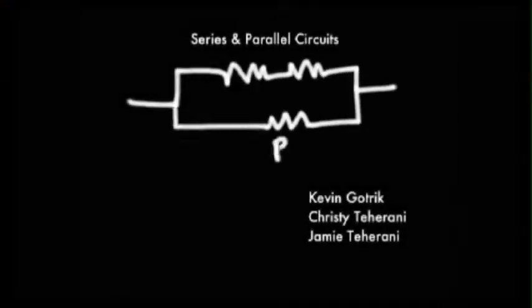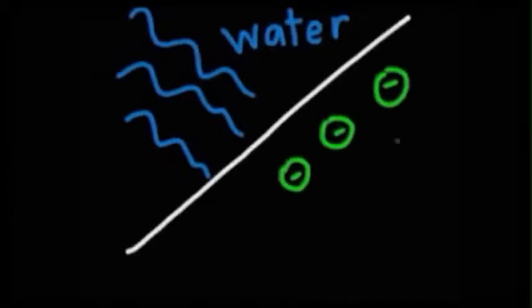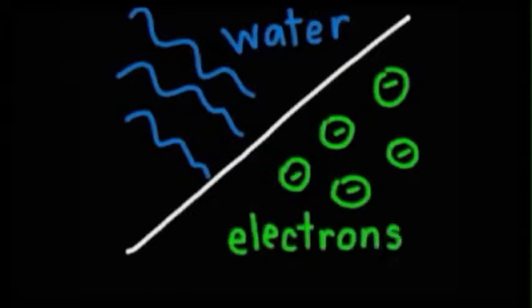Hi, today we're going to discuss series and parallel circuits, and to do so we're using a water analogy. We use a water analogy because we can see water, and it's very hard to see electrons and how electrons flow through a circuit. Now let's go in the lab and explore how we made this analogy come to life.